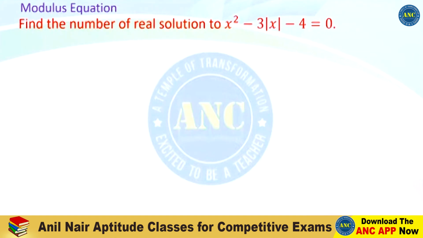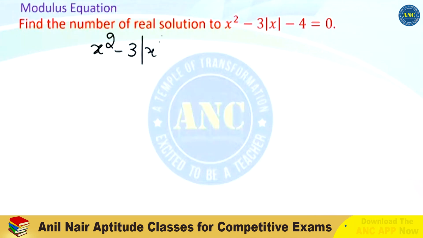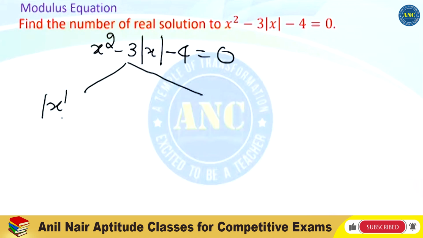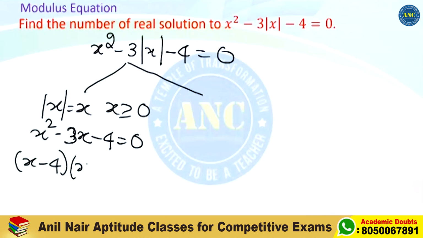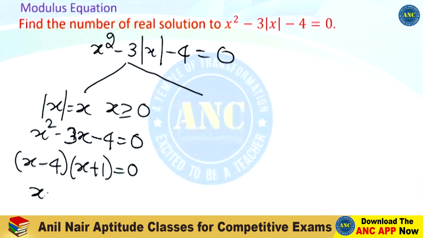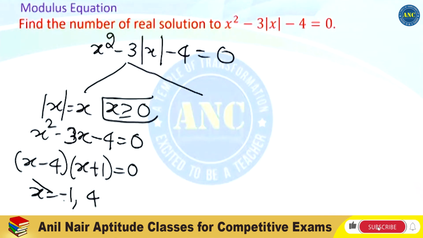Now see here, find the number of real solutions. Same question: x square minus 3 mod x minus 4 equivalent to 0. Two cases. Mod x equivalent to x, x greater than or equivalent to 0, x square minus 3x minus 4 equivalent to 0. These are nothing but x minus 4 into x plus 1 equivalent to 0. So x equivalent to minus 1 and 4. X greater than or equivalent to 0, minus 1 is not possible. Are you all with me?